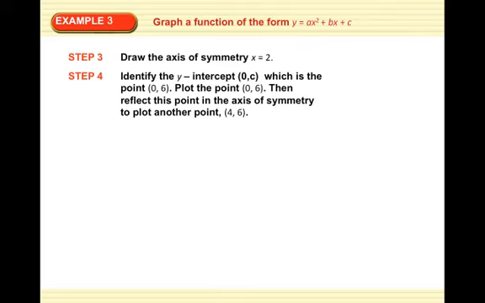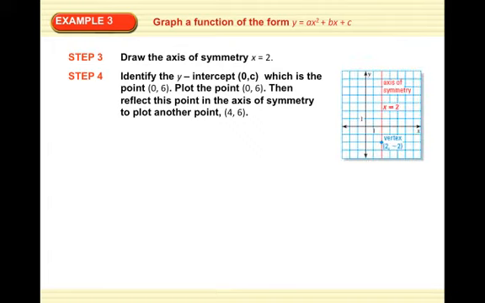Okay, so we're going to identify the y-intercept, 0, c, which is the point (0, 6) because c is 6. You plot the point (0, 6). When you plot the point (0, 6), if you notice, it is 2 units to the left of the axis of symmetry. So what that means is across that axis of symmetry, you're going to have another point that's the same distance from the axis of symmetry. So you're going to go 2 units to the right at the same height, y equals 6, and plot a point at (4, 6). Okay, that's using the symmetry. It helps us out a lot.